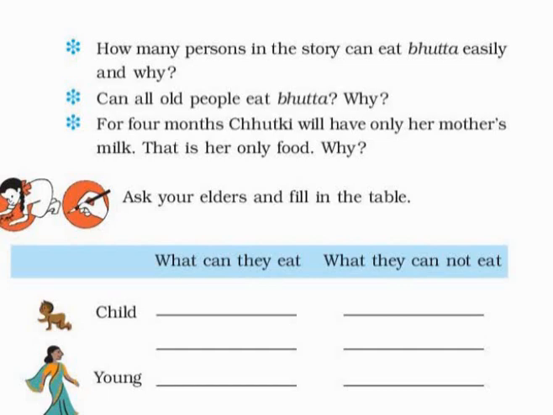For 4 months, Chutki will have only her mother's milk. That is her only food. Why? Because she doesn't have teeth and she is too little, so her digestive system is not developed enough to eat solid food. That is why she will have her mother's feed, and that is sufficient for her.